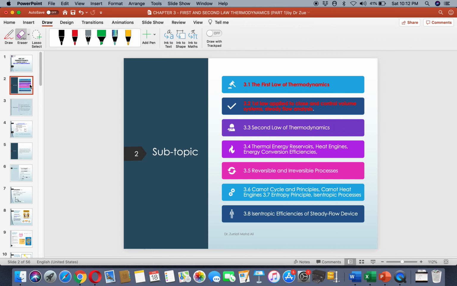3.2 is about the first law applied to closed and control volume systems, and we discuss steady flow processes. 3.3, second law of thermodynamics. 3.4 is about thermal energy reservoir. It includes heat engine, energy conversion efficiencies. 3.5 is about reversible and irreversible process. 3.6 is about Carnot cycle and principle, Carnot heat engine. 3.7 is about entropy principle, isentropic process, and 3.8 is about isentropic efficiency of steady flow devices.